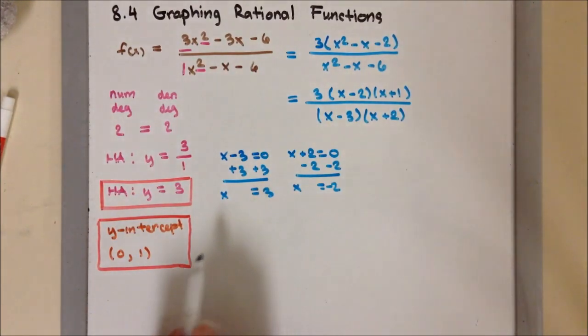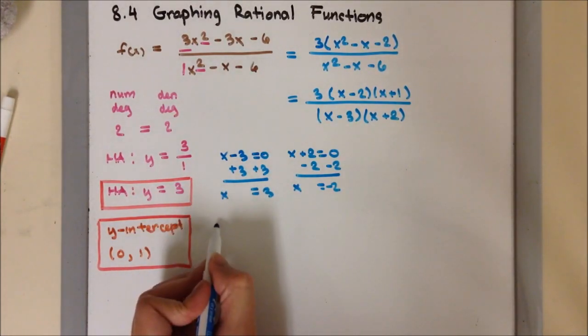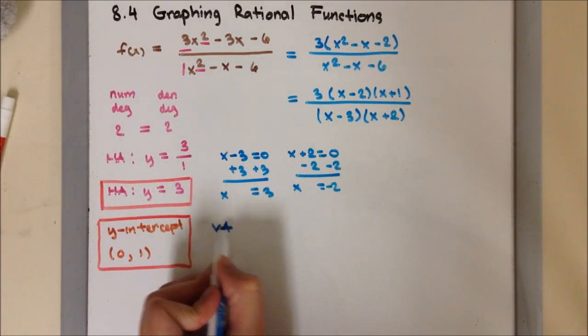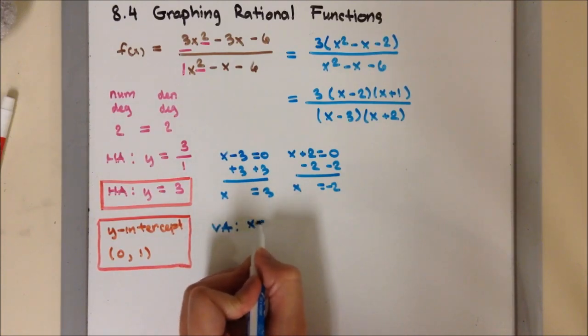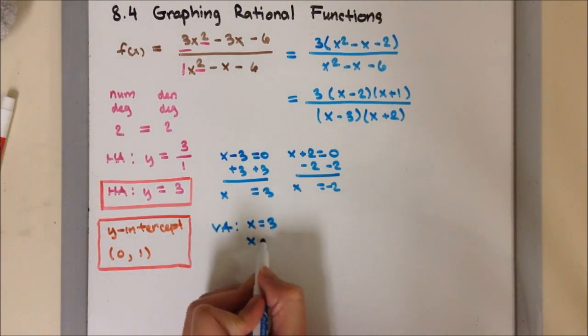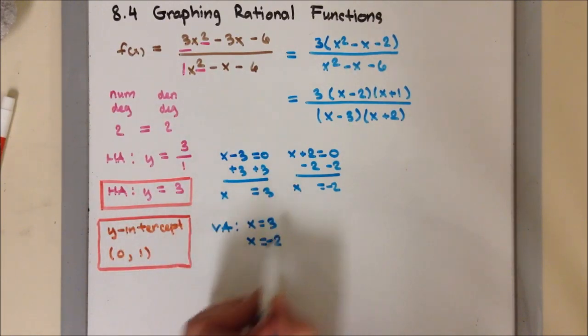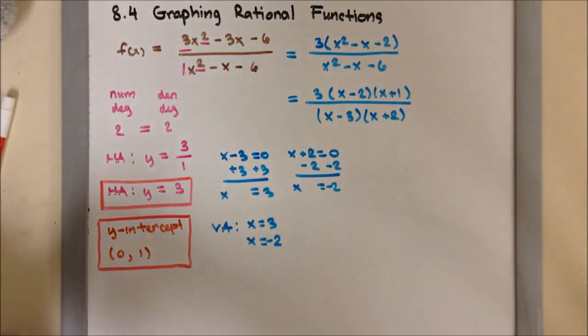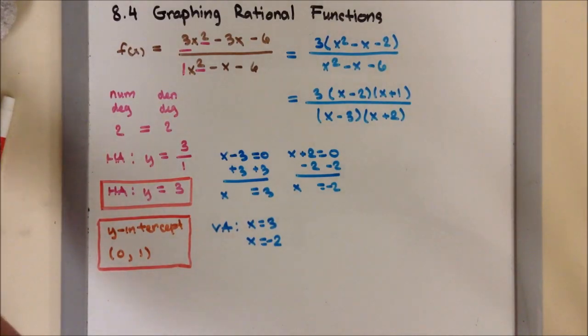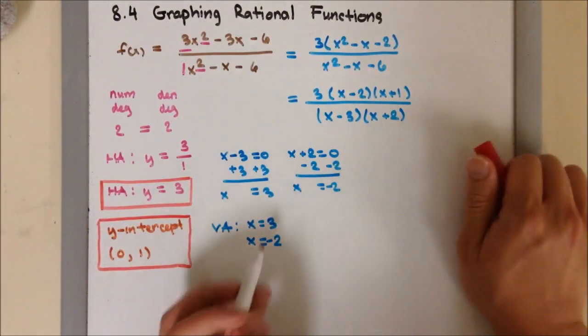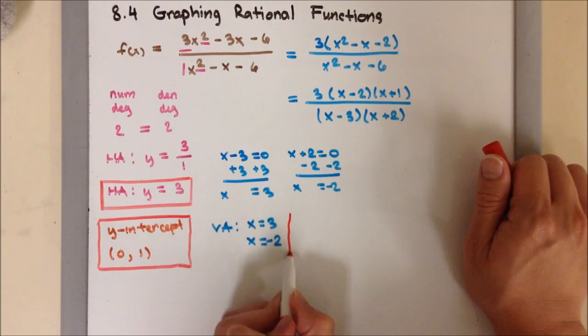So these are my two vertical asymptotes. So VA, vertical asymptote, x equals 3 and x equals negative 2. Now again, these vertical asymptotes are vertical lines. So that's why it's okay for us to write as x equals 3 and x equals negative 2.